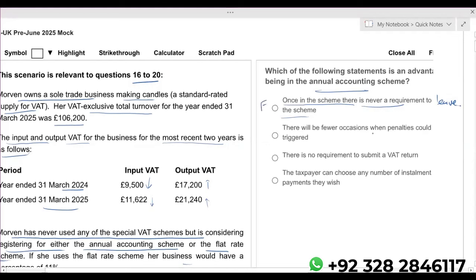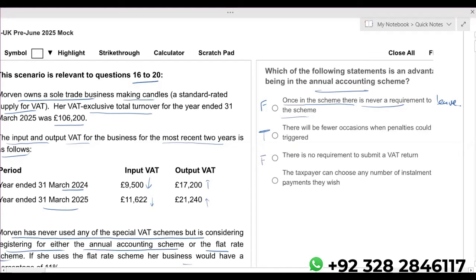There will be fewer occasions when penalties could be triggered. That's true. Because in the annual accounting scheme, what happens? We start making payments on account. So obviously the penalty occasions will be very few. There's no requirement to submit the VAT return. False. You have to submit it at least once.